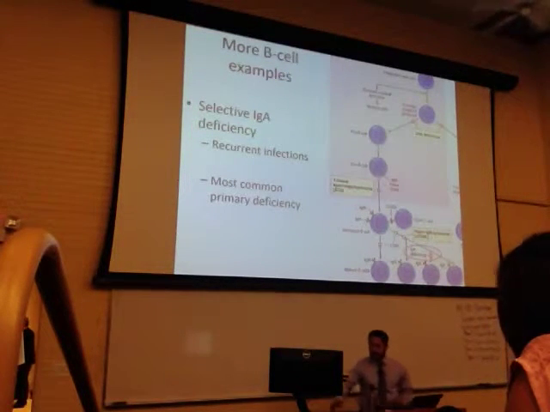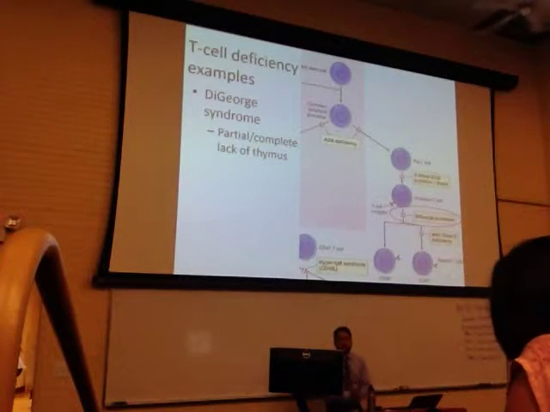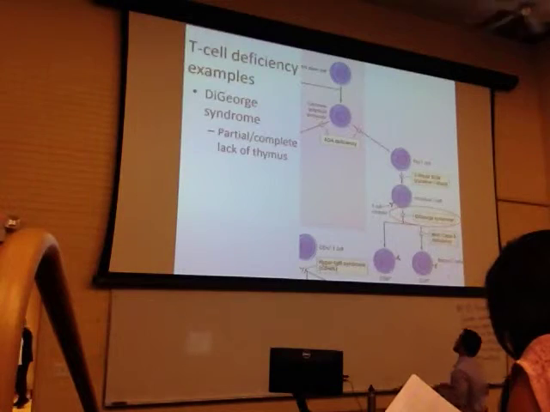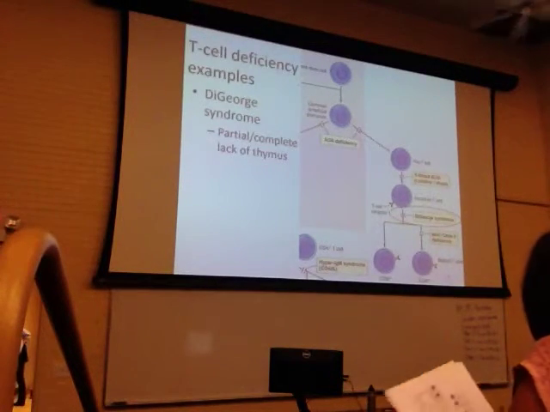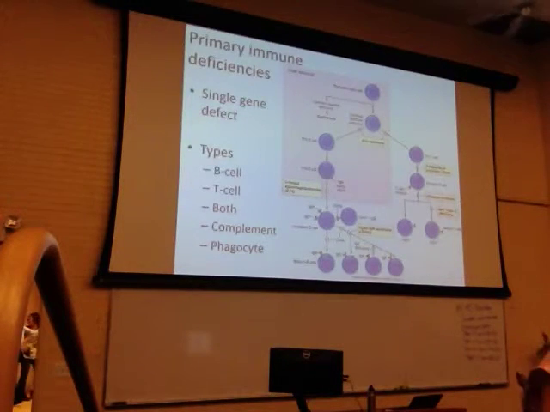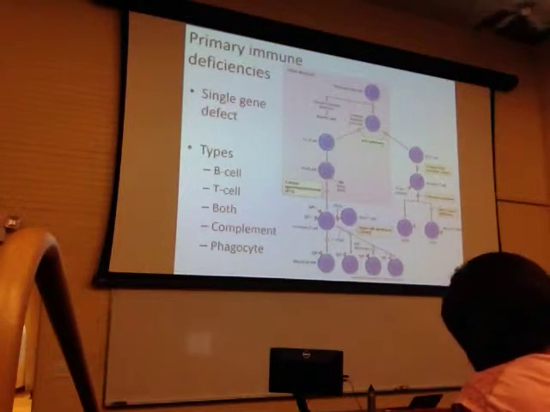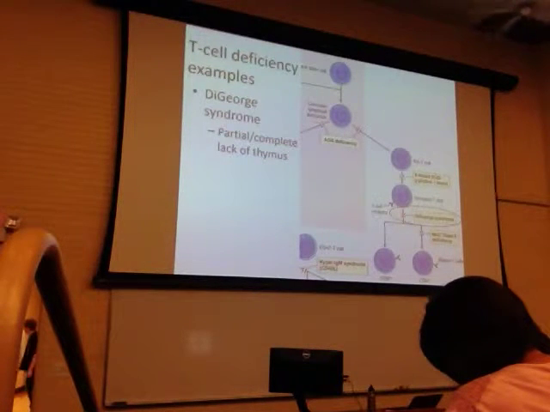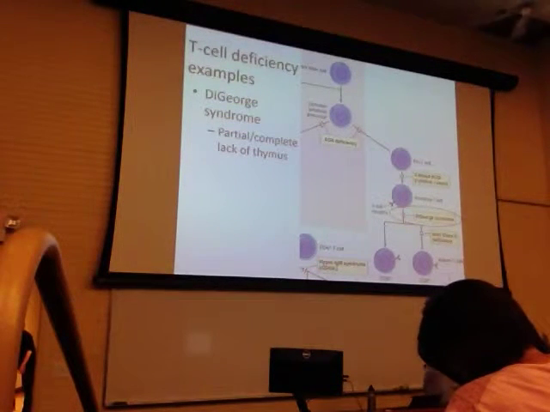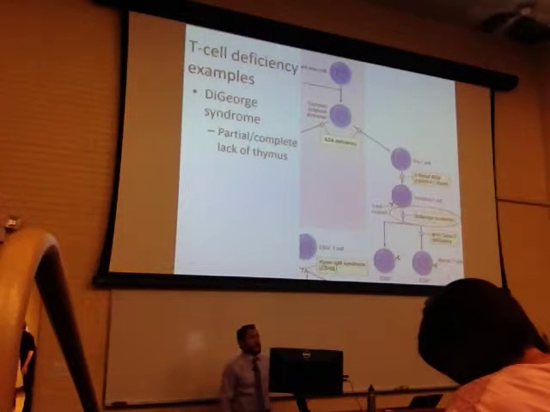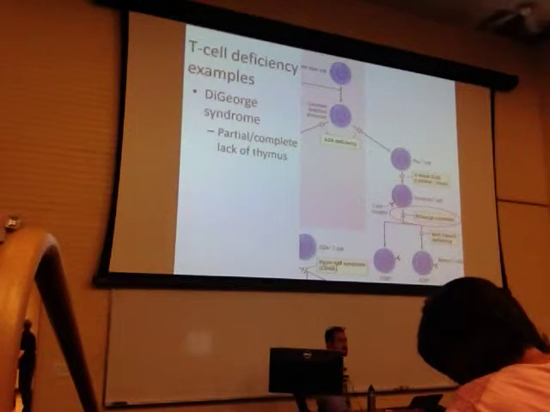Now, T cell examples. So for the T cell example, we've got to back up to the upper right part of the chart. So I'm going to back up real quick to the big chart. We're going to be over here. Does that make sense? So I'm zooming into right here, and this one's called DiGeorge syndrome. Now, in DiGeorge syndrome, there's a partial or a complete lack of development of the thymus.